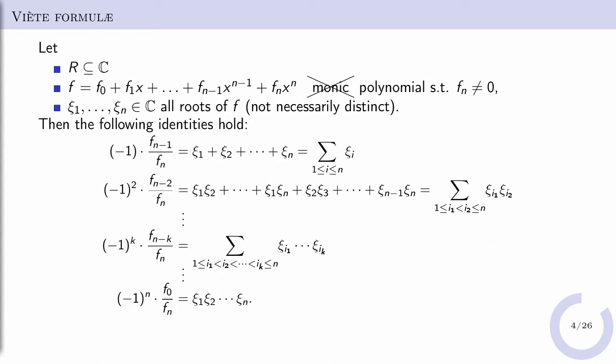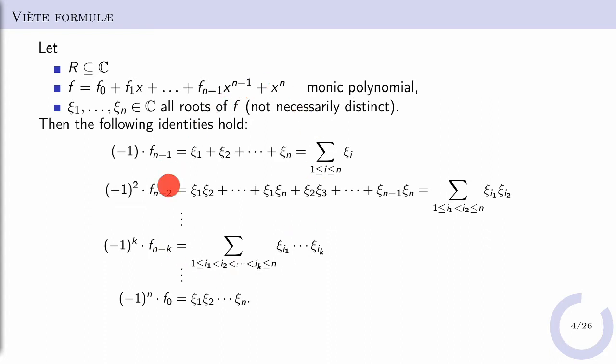I will present a very short proof of this monic version, and as we have seen, this final, general version follows immediately from the monic version. And the proof for the monic version works like this. Since xi 1 up to xi n are all the roots, we can write f in the following way.